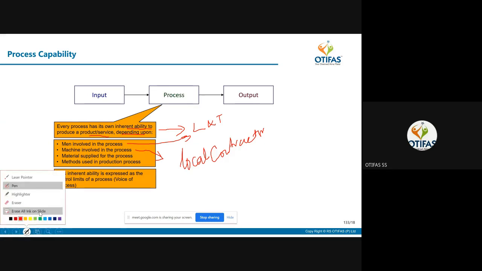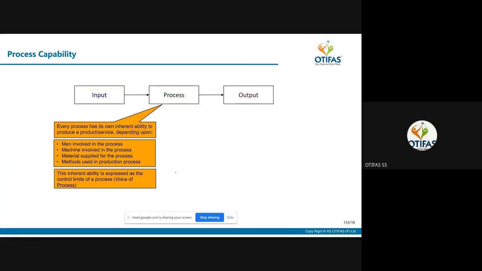Now, it depends on the situation. Sometimes you don't need a big company like L&T; you can get it done by a local contractor. So it depends upon what your requirement is, what the customer requirement is.